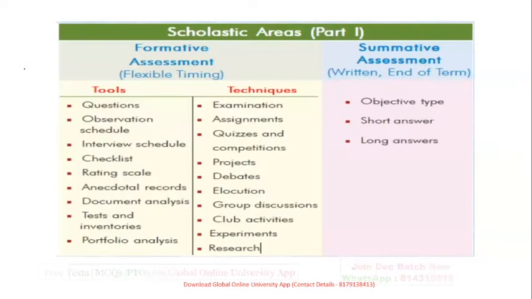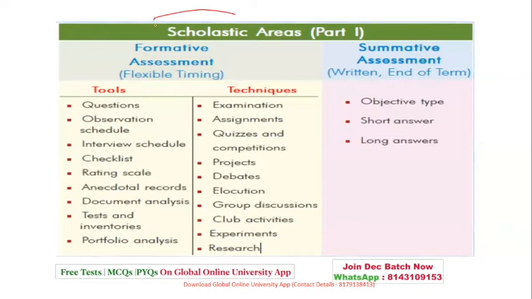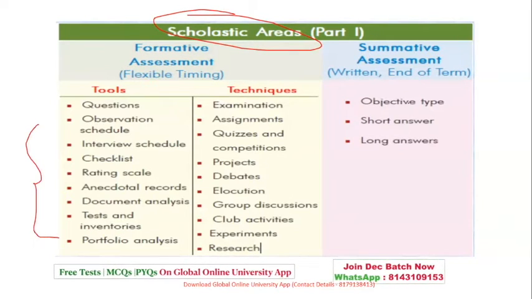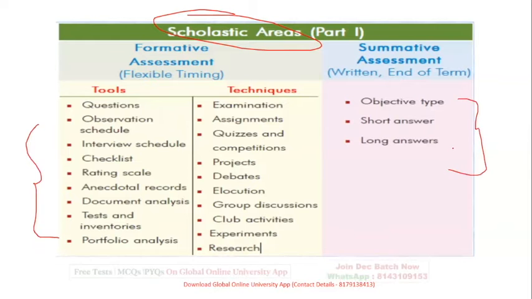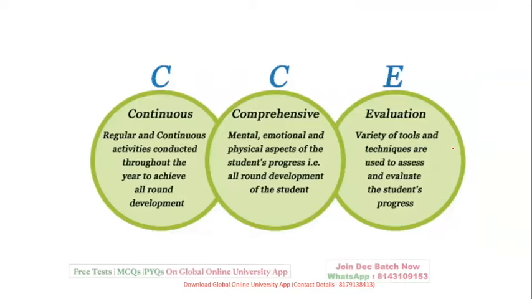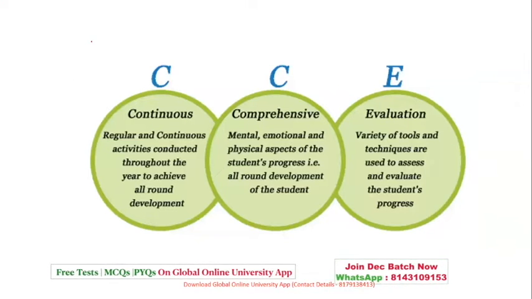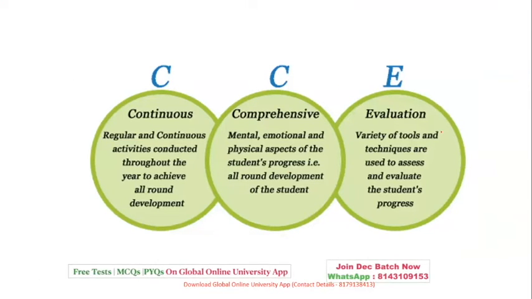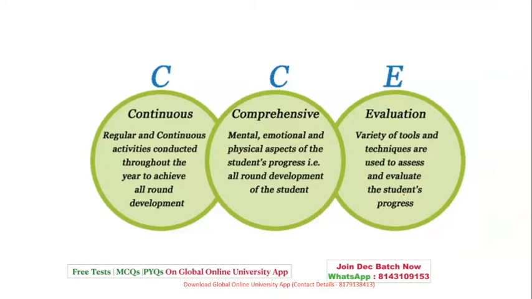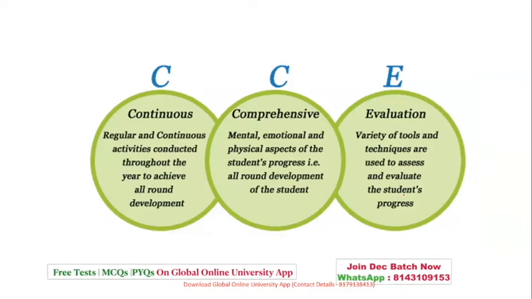Okay. As I said, formative and summative come under scholastic areas. These are the examples and the forms they take. But apart from them, you have continuous comprehensive evaluation, which is regular, based on a lot of characteristics, and is definitely one of the important tools. So let's quickly understand this topic in detail.